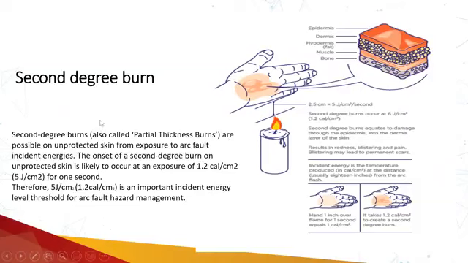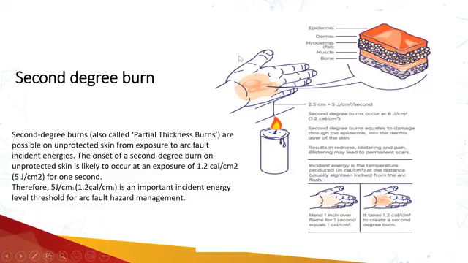So what is basically the second degree burn? The second degree burn is also called a partial thickness burn. It is possible on unprotected skin from exposure to arc flash. There is no LTI if a person is exposed to a second degree burn. This is basically repairable and manageable, maybe by normal dressing or attention. He can resume work.